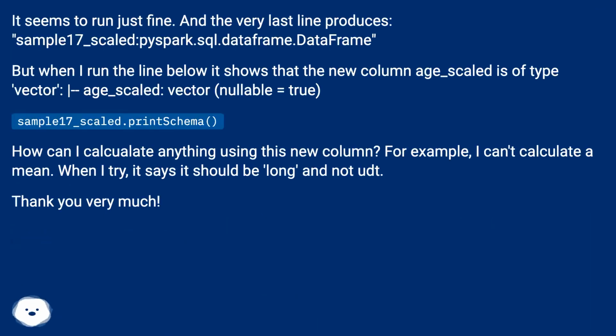It seems to run just fine. And the very last line produces sample17_scaled, a pyspark.sql.dataframe. But when I run the line below, it shows that the new column age_scaled is of type vector: age_scaled, vector, nullable equals true. Sample17_scaled.printSchema. How can I calculate anything using this new column?